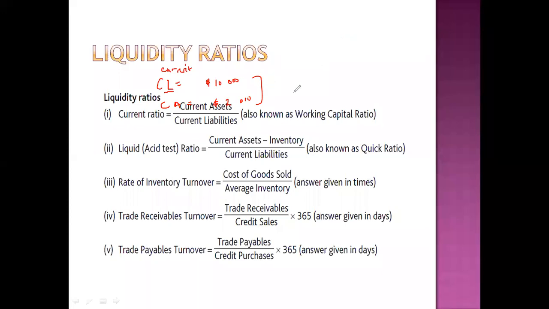Okay, let's start with the first ratio that we have in this case. Our first ratio is the current ratio. How do you calculate the current ratio? Current ratio is equal to current assets over current liabilities. Our current assets over our current what? Liabilities. I think this is very clear to everyone. Current assets over current liabilities, and we also know this is also known as the working capital ratio.